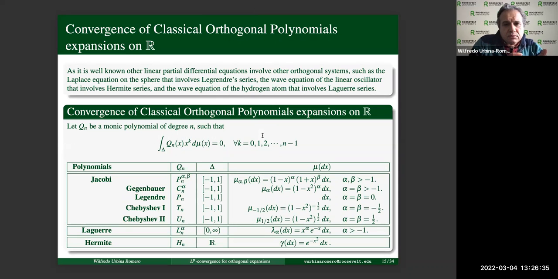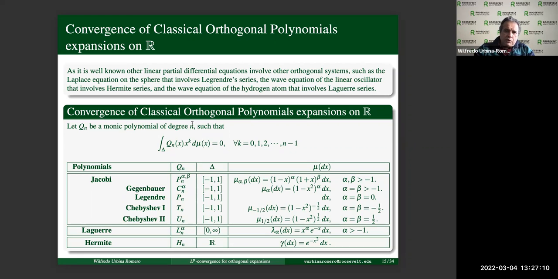So we want to try to see what is going on in the case of classical orthogonal polynomials. Similarly to the motivation that I gave, it's well known, for instance, that the Laplace equation on the sphere involves Legendre series, the wave equation of the linear oscillator involves Hermite series, and the wave equation of the hydrogen atom involves Laguerre series. And this is a crash course in orthogonal polynomials.